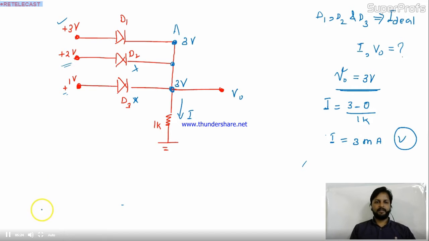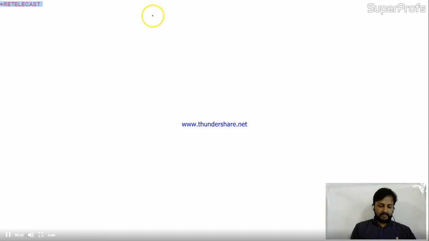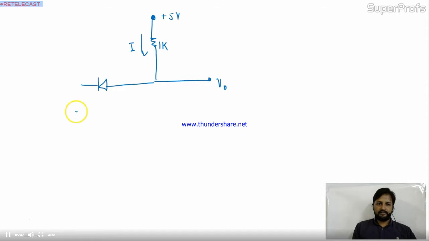I'll take another example. In this question, you have plus 5 volt over here connected with a resistor of 1K. In this 1K, the current I is given, and at this node we are taking V0. Here you have 3 diodes like this. Again they are parallel diodes, D1, D2 and D3. Let's connect it like this. Again this is plus 3 volt, this is plus 2 volt and this is plus 1 volt. Okay.